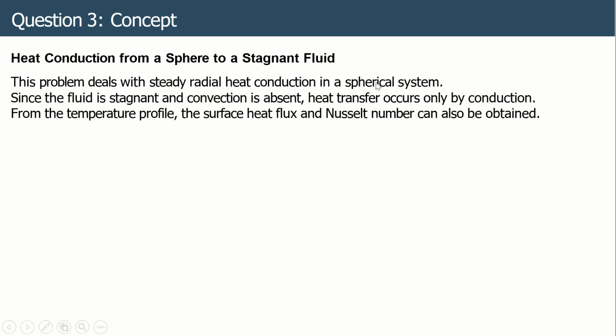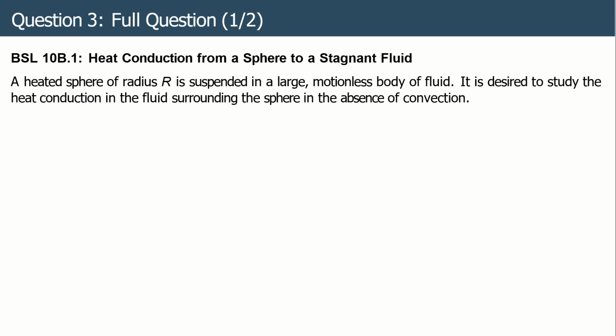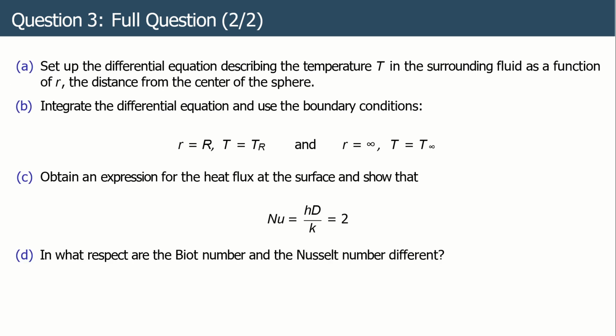Then we have the third question, that is on heat conduction from a sphere to stagnant fluid. These problems deal with steady radial heat conduction in a spherical system. Since the fluid is stagnant and convection is absent, heat transfer occurs only by conduction. From the temperature profile, the surface heat flux and Nusselt number can also be obtained. So this is the statement for this question. We have to solve it for A, B, C, D parts.